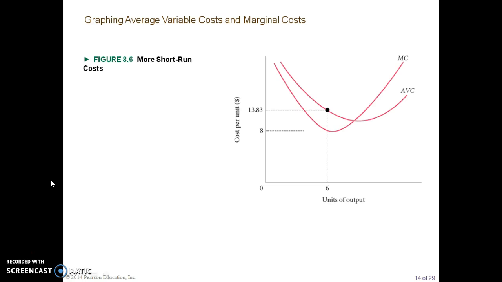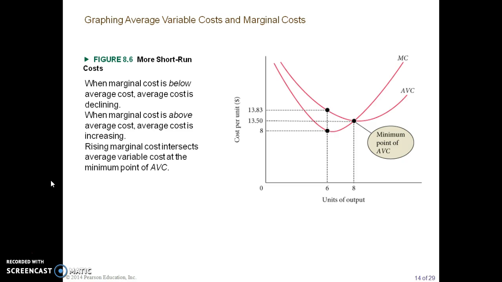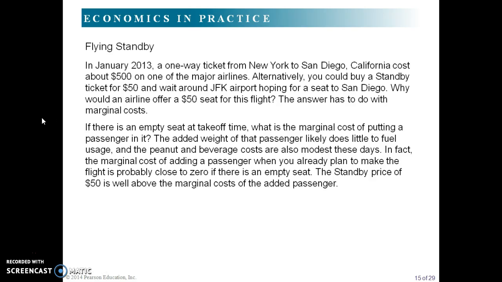So now let's graph these costs. When we graph the costs, we're going to look at the relationship between marginal cost and average variable cost. You'll notice that average variable cost is decreasing when marginal cost is lower than it. And average variable cost is increasing when marginal cost is above it. So look at this scenario real quick, and then we'll evaluate it.